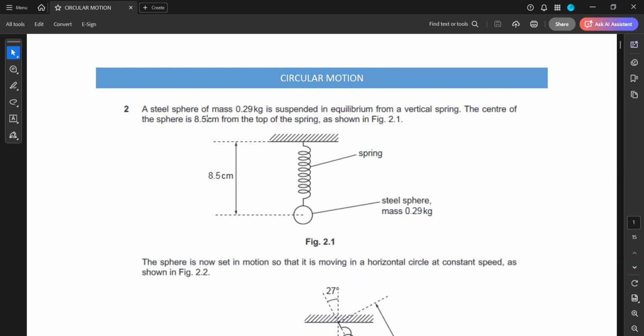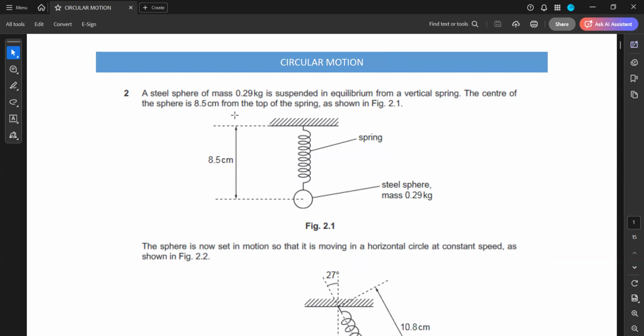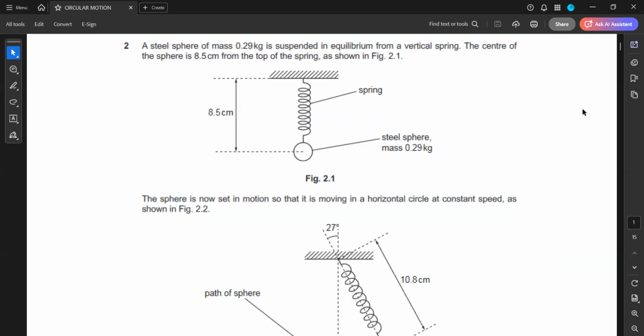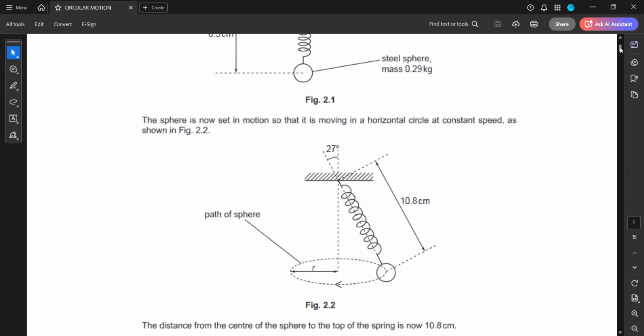In the question, a steel sphere of mass 0.29 kilogram is suspended in equilibrium from a vertical spring. The center of the sphere is 8.5 centimeter from the top of the spring. So you can see here, the mass is given, and the position of the center from the point where it is hanged is also shown.